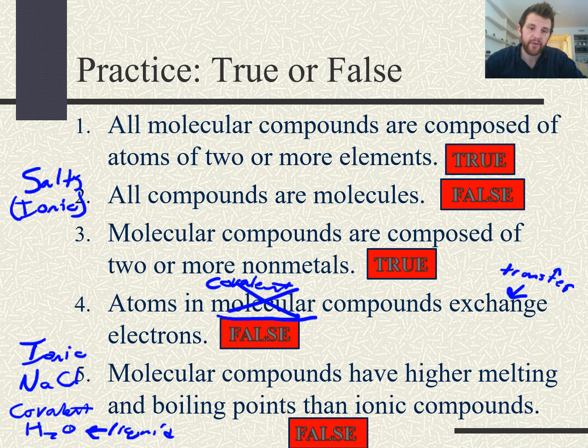Molecular compounds have higher melting points and boiling points than ionic compounds. Most definitely no. Never, ever. And if you ever get stuck on this question in the future, think of an example between an ionic compound, like NaCl, and a covalent compound, like water. Which one of these two is a liquid? Water's a liquid. That means it must have a pretty low melting point. So therefore, this would be wrong.